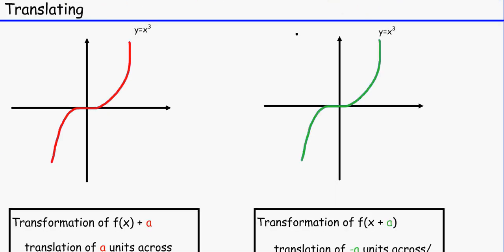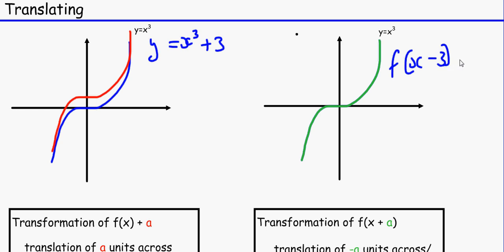For y equals x to the power 3, the same goes for that. If you wanted to move it 3 places upwards, we move it like that, and it would look like y equals x cubed plus 3, and that would look like f of x minus 3 equals x minus 3 all cubed, and that would move 3 places to the right.